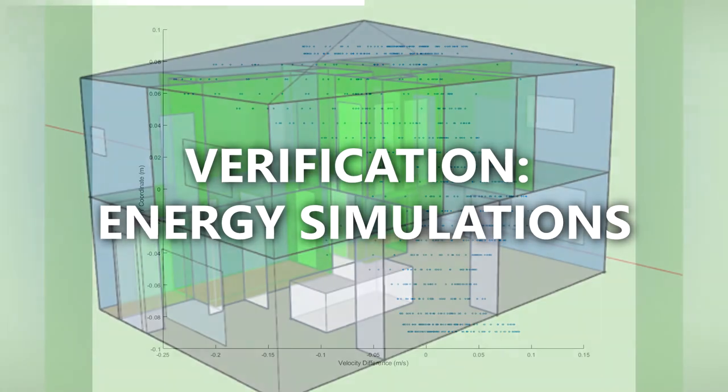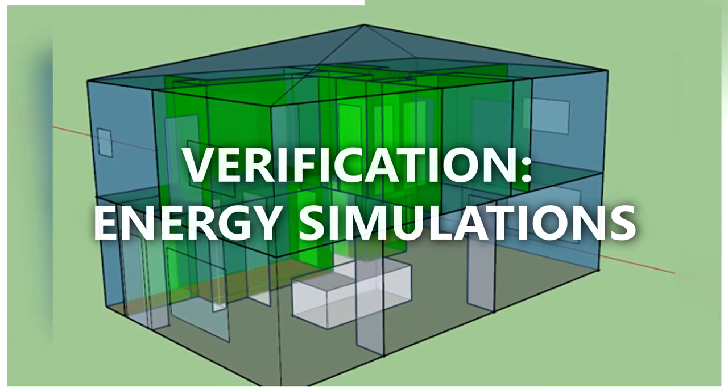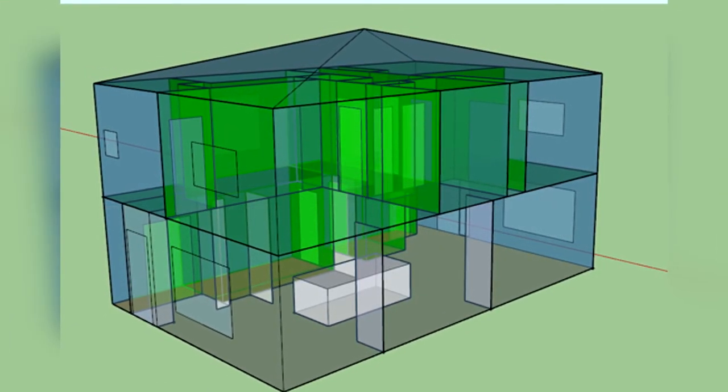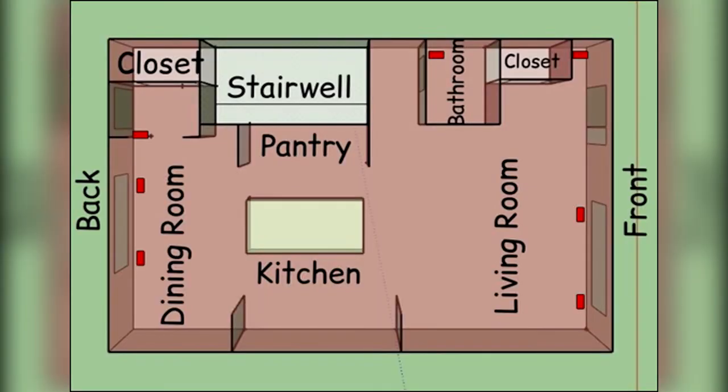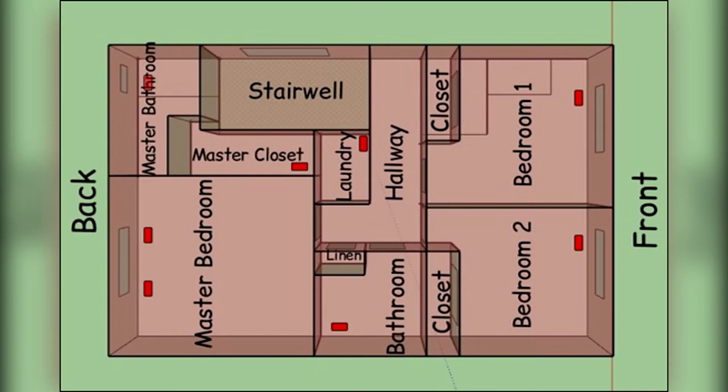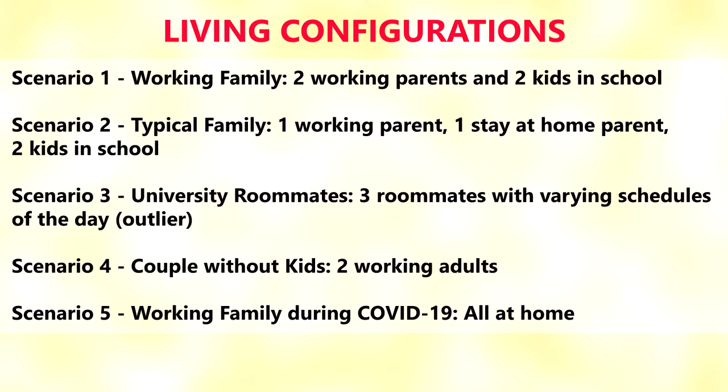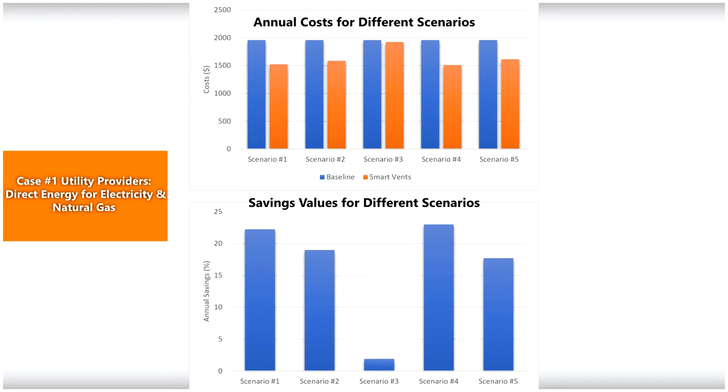comfort is negligible. Energy simulations were conducted on the modeled house to determine how much energy and cost would be saved annually while using our smart vents instead of regular vents. A baseline scenario was first created, then five more complex scenarios were developed based on different living configurations using the smart vents. Weather data for Calgary was utilized to get accurate results for all simulations.